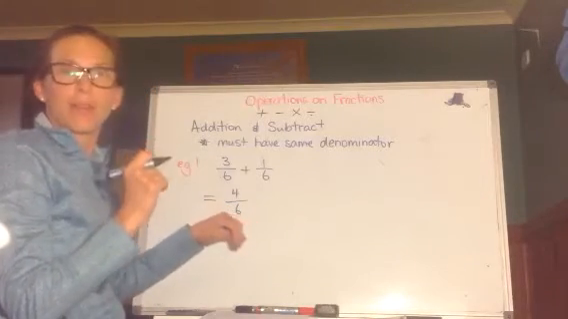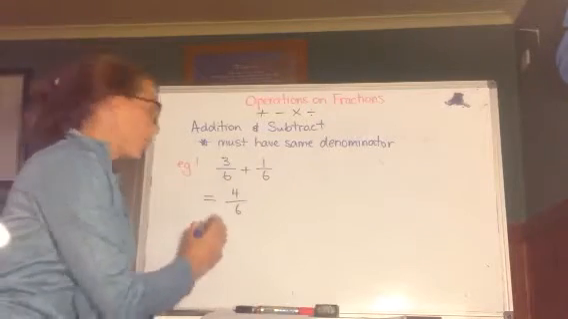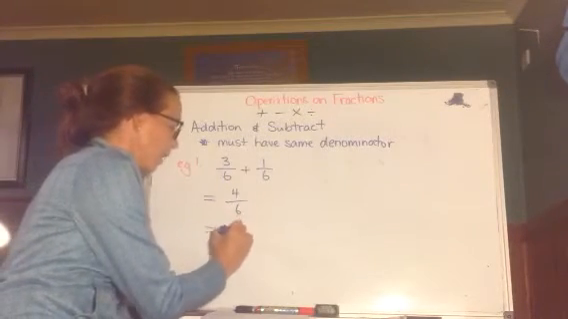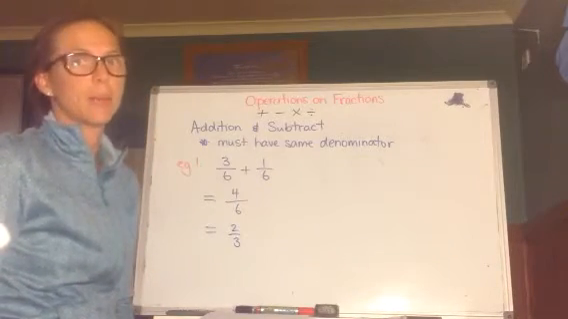Now that is just adding fractions. If you then wanted to simplify it down, you find what goes in the bottom and what goes in the top, and you can cancel that down to 2/3. I'm not too worried about that at this particular moment in time.